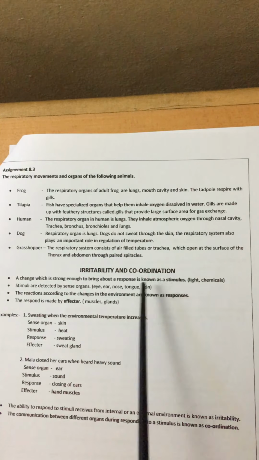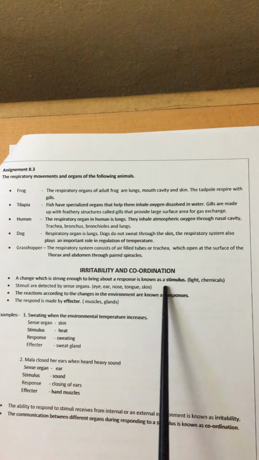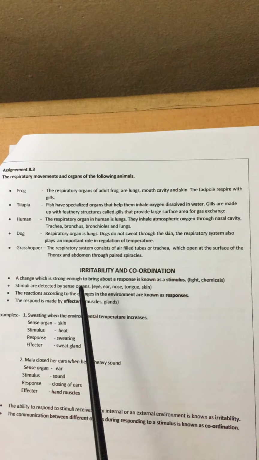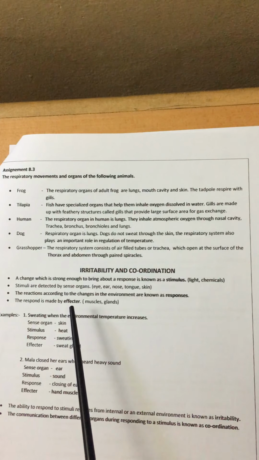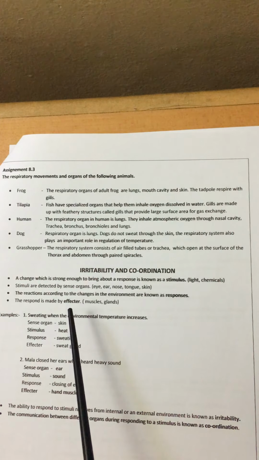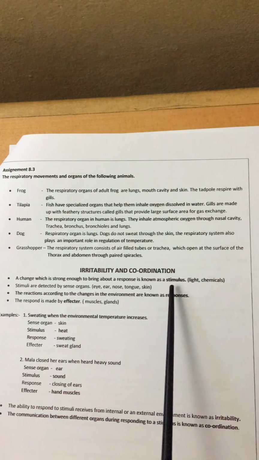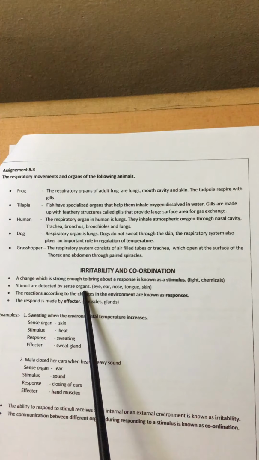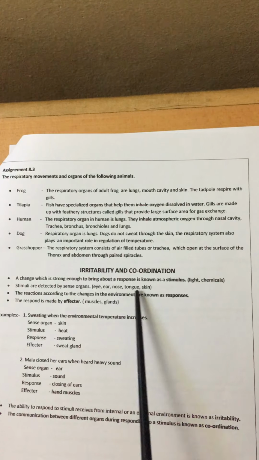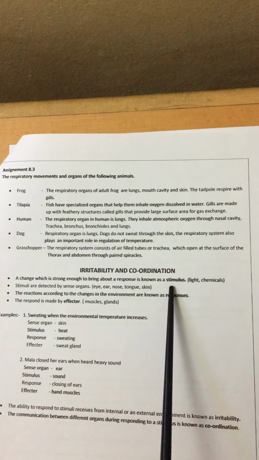Irritability and coordination. A change which is strong enough to bring about a response is known as a stimulus. Stimulus means all changes that happen in the environment, like hearing sound, seeing objects, feeling hotness. All the changes that happen in the environment are the stimulus. The stimulus can be identified by sense organs. The 5 sense organs in the human body are eye, ear, nose, tongue, skin. From these sense organs we can identify the stimulus.